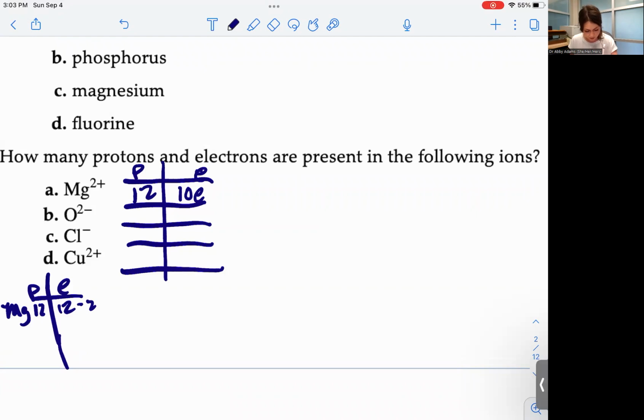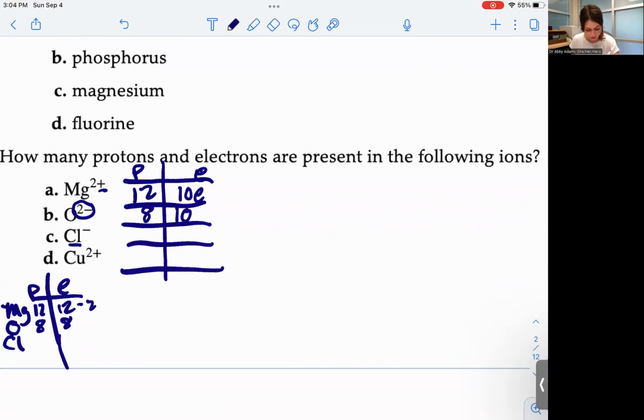So oxygen, the number of protons and electrons in a neutral atom is 8. The number of protons in the ion doesn't change, but we have a -2 here. That means we gained some electrons, so that's going to go up. We're going to have 2 more electrons. So it's opposite of the sign that you see here. You're looking at a negative charge, and we're talking about electrons.